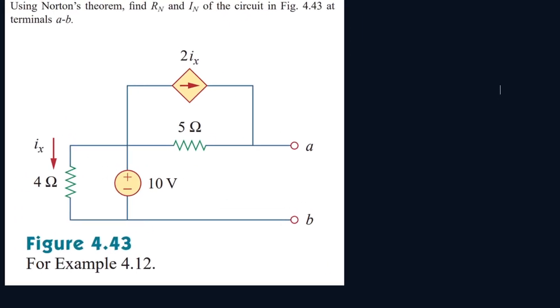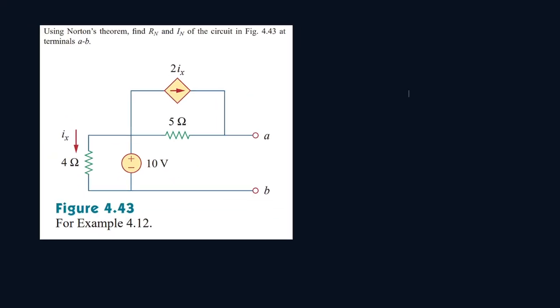Okay, so for the following circuit, we have to find R Norton and I Norton. Let's start with finding R Norton. So R Norton is equal to RTH.